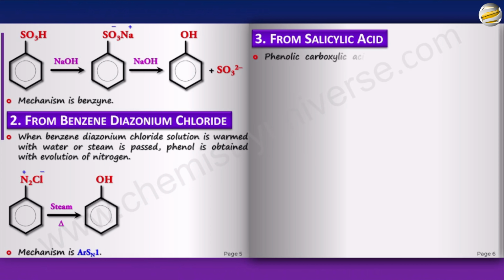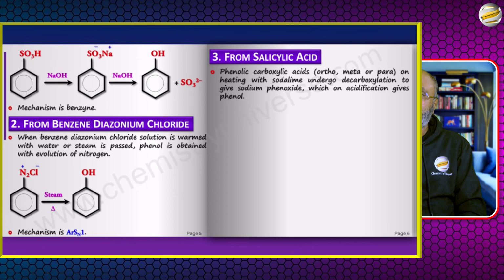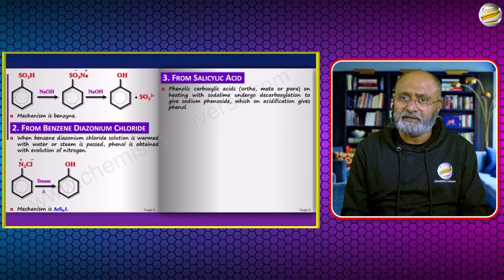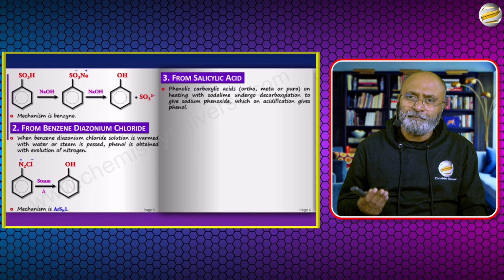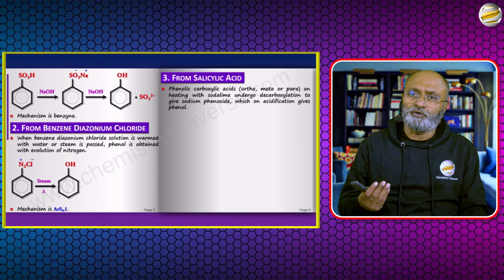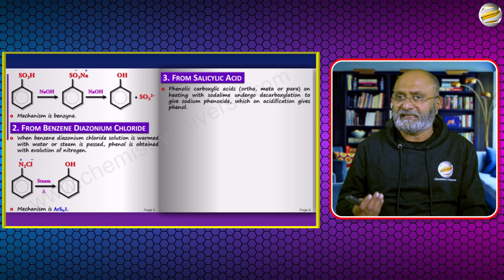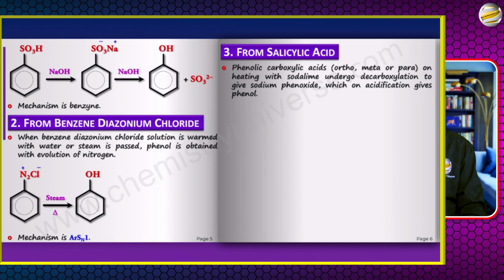So phenolic carboxylic acids, ortho, meta or para, on heating with soda lime undergo decarboxylation to give sodium phenoxide, which on acidification gives phenol. If you remember, we have done decarboxylation in the preparation of alkanes, and the same thing happens here. Salicylic acid is basically the COOH present on a phenol compound at the ortho position. But of course, the COOH can also be in meta and para. Of course, you don't call them salicylic acid, but they can also be decarboxylated. The COOH can go as CO2 and you will get phenol.